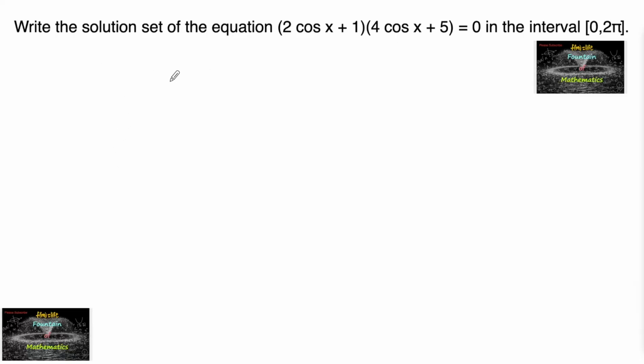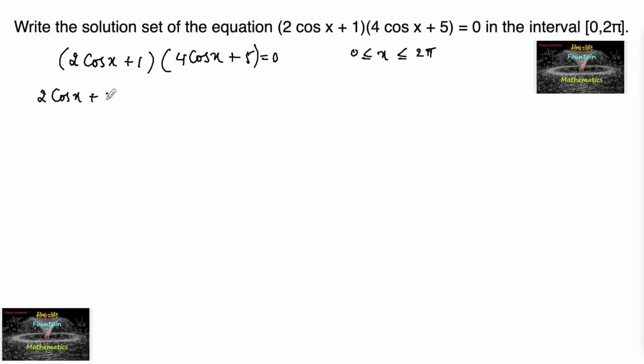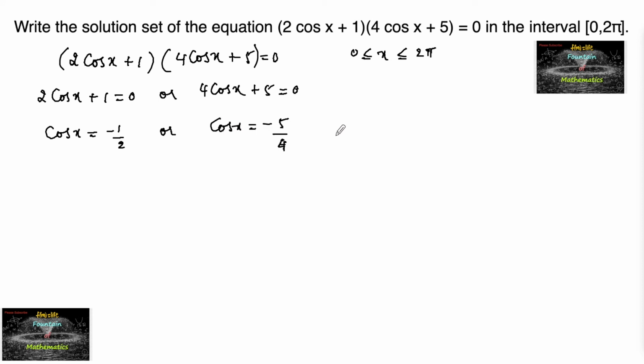Write the solution set of the equation (2 cos x plus 1)(4 cos x plus 5) is equal to 0 in the interval 0 to 2 pi. So this we can write as 2 cos x plus 1 equals 0, or 4 cos x plus 5 equals 0. So that is cos x is equal to minus 1 by 2, or cos x is equal to minus 5 by 4. So minus 5 by 4 is less than minus 1, which is not possible.